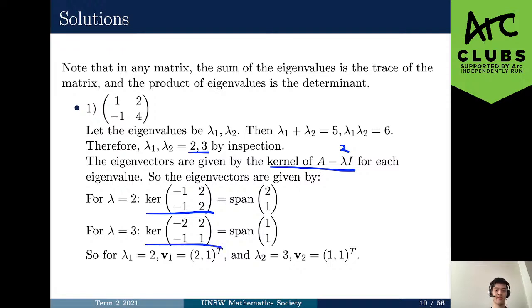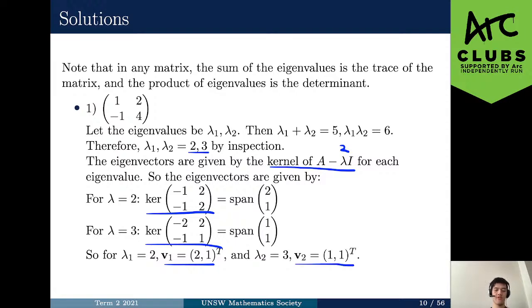So I just need to find a vector that gives me the 0 vector when I use this matrix on it. And clearly the vector 1, 1 works because negative 2 times 1 plus 2 times 1 would be 0. Okay, and then I get 2 eigenvectors.